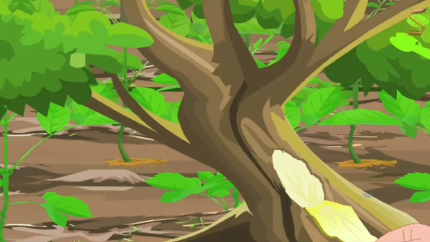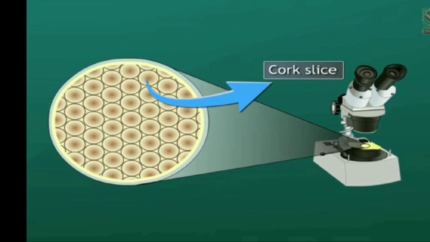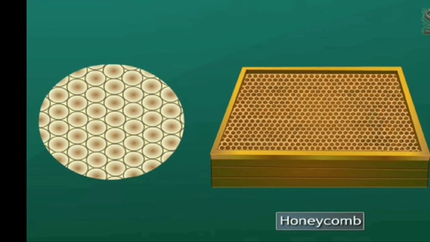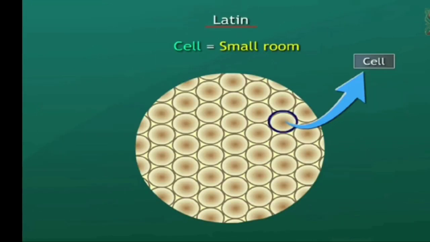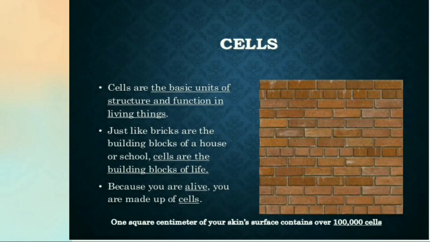Hooke observed a thin slice of cork. Cork is part of the bark of a tree. This is the cork. Okay. And he found sections. There are many sections and these sections are similar to a honeycomb. Then Hooke named these sections cells. Cell means small rooms. This is the microscopic structure of a cell.